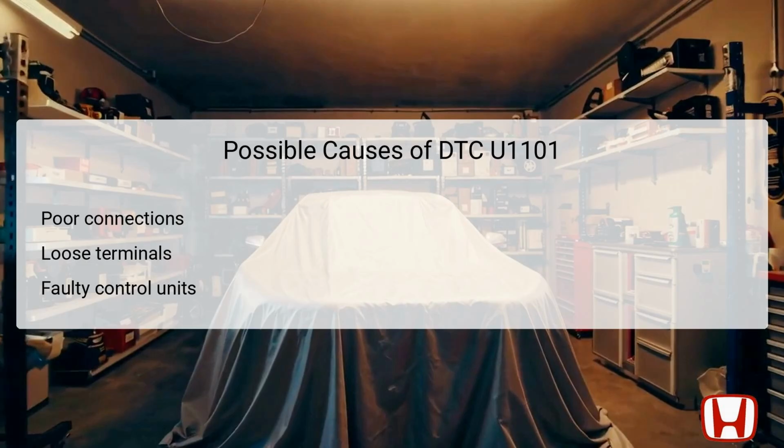This code often requires a methodical approach to determine whether the disconnection is a result of wiring, terminal issues, or internal circuitry problems within the control units. Understanding these possible causes will aid technicians in formulating an efficient and effective troubleshooting strategy.